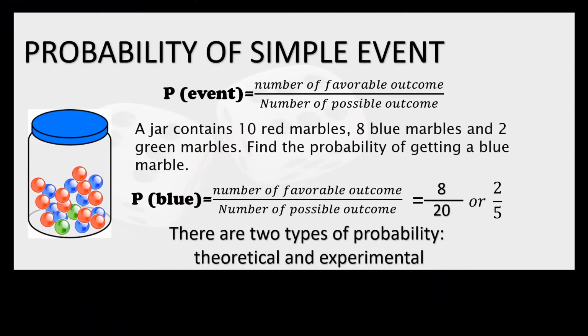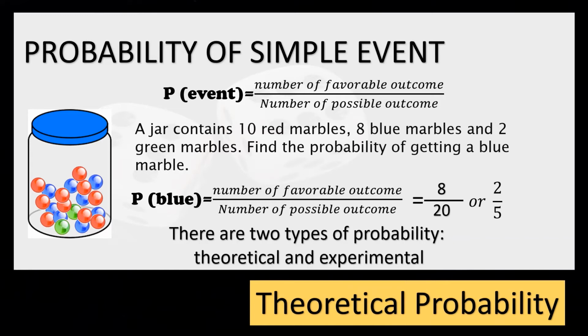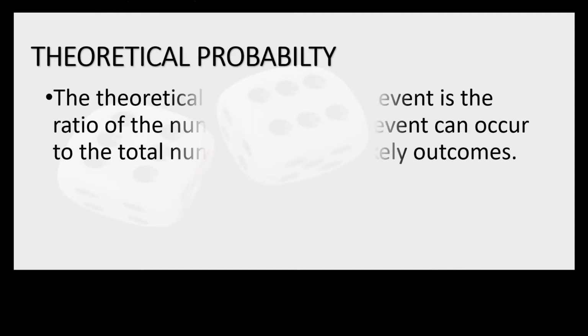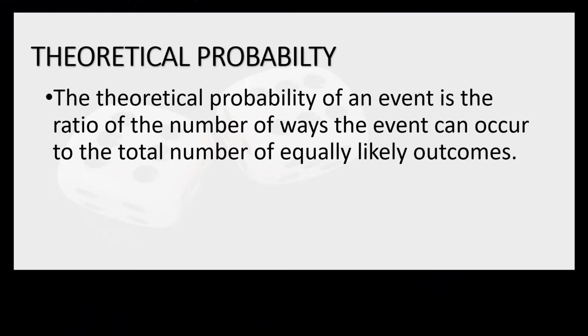Now, there are two types of probability: the theoretical probability and experimental probability. Getting the probability of an event is also known as the theoretical probability. Let us discuss further the theoretical probability. The theoretical probability of an event is the ratio of the number of ways the event can occur to the total number of equally likely outcomes.